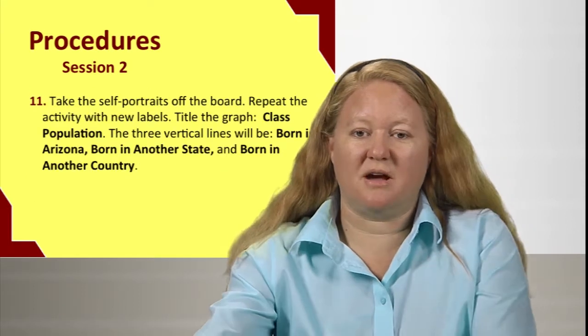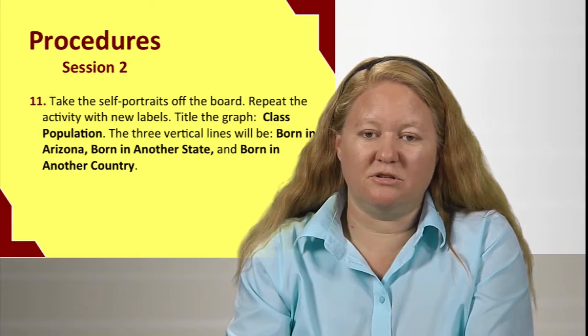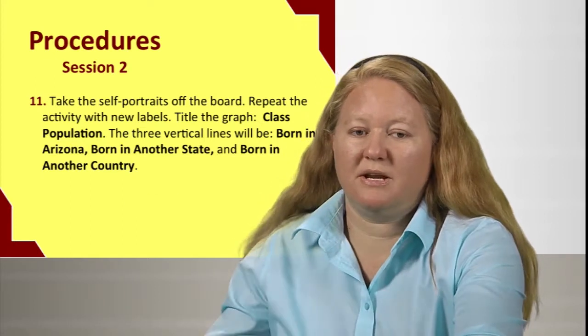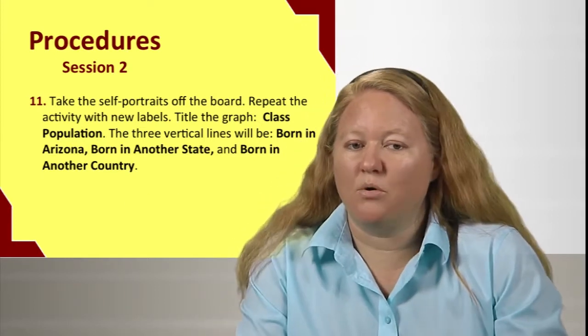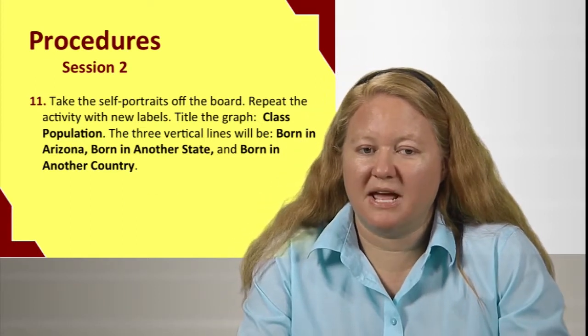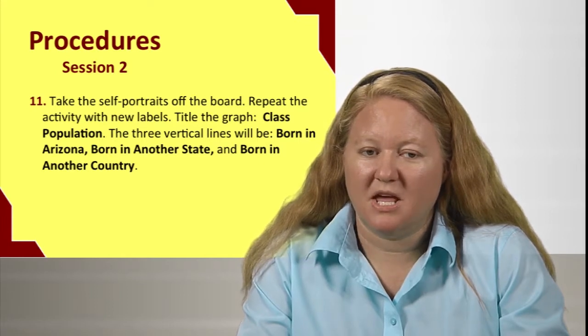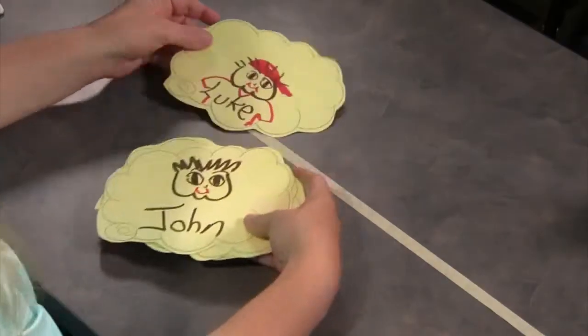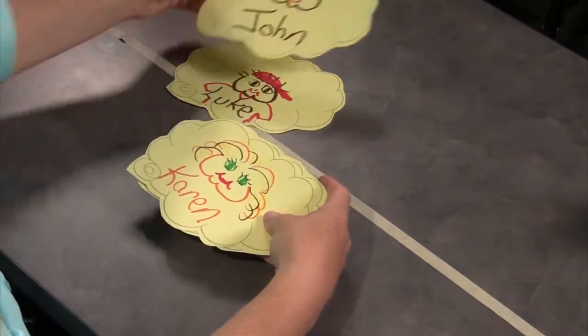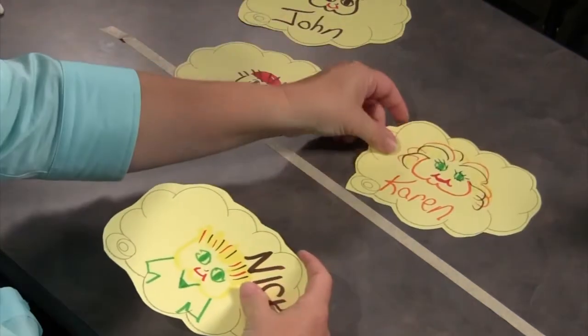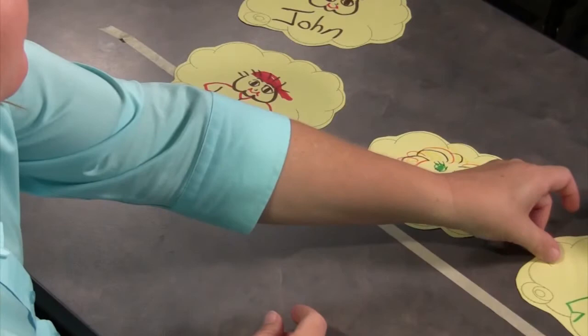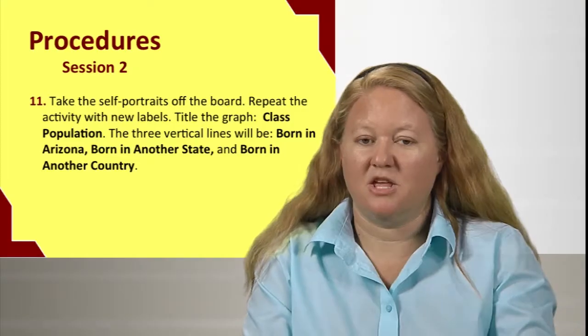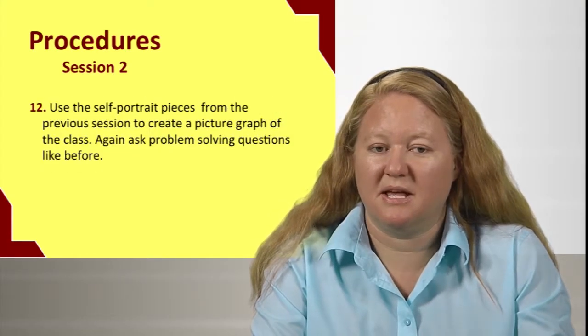Take the self-portraits off the board and create the activity with a new label. You could create a bar graph that says born in Arizona, born in another state, and born in another country. You would then have students go up and put their popcorn pieces on whether they were born in Arizona, they were born in another state, or whether they were born in another country. You can then repeat the questions.